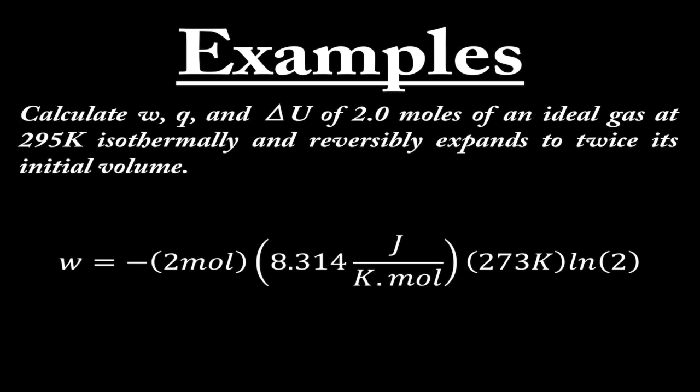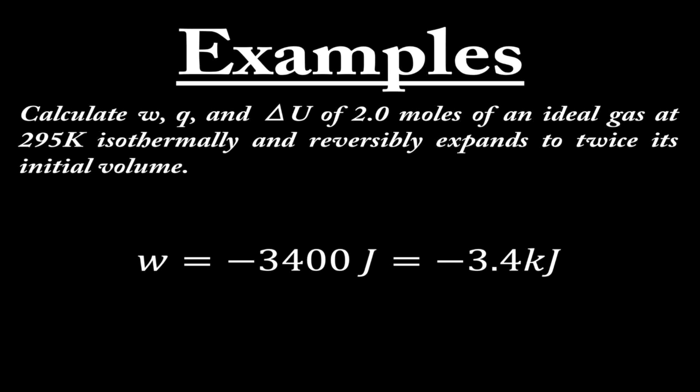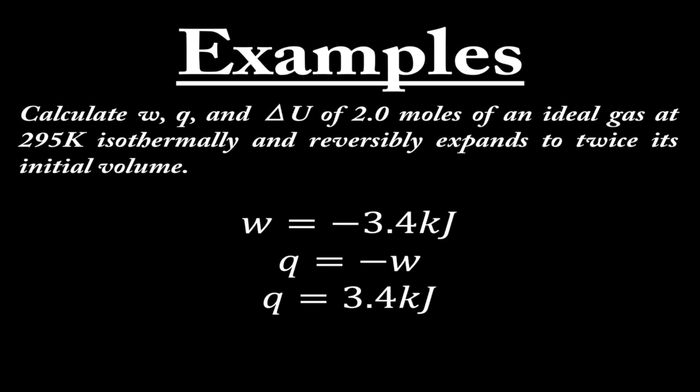And after solving this, you should get that work is equal to negative 3,400 joules or negative 3.4 kilojoules. Since heat is equal to negative work, that means that heat is equal to 3.4 kilojoules. And we're done in this one. And here's our final example.